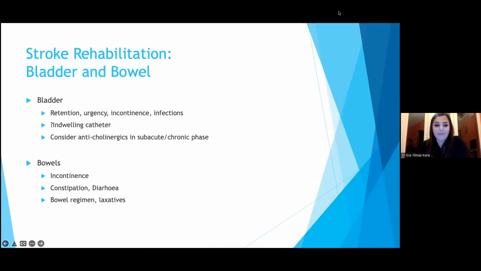Bladder and bowel. Again, in my experience, I think there are two integral aspects guiding to independence and a good quality of life. If the first is motor recovery, the second would be bladder and bowel. But neurogenic bladder, we can be dealing with retention, urgency, and overall incontinence, and infections relating to that. And in early phases, we may find our patient coming from the intensive care or the stroke unit to the rehab ward with the indwelling catheter, which is okay.